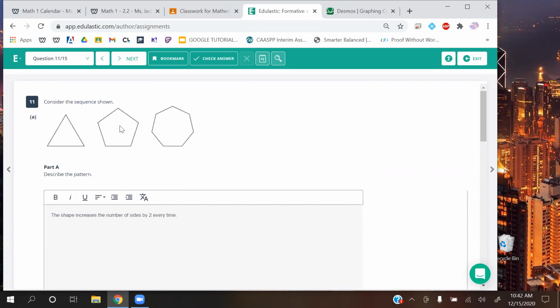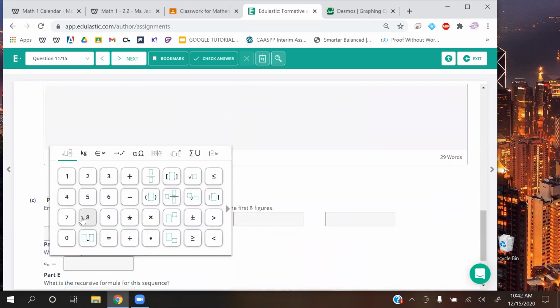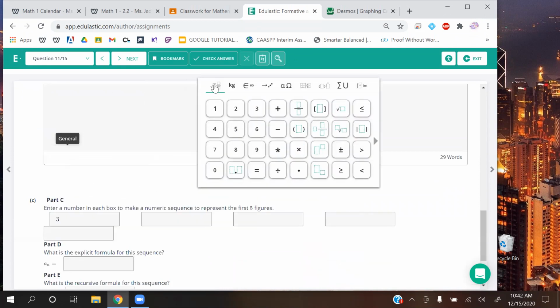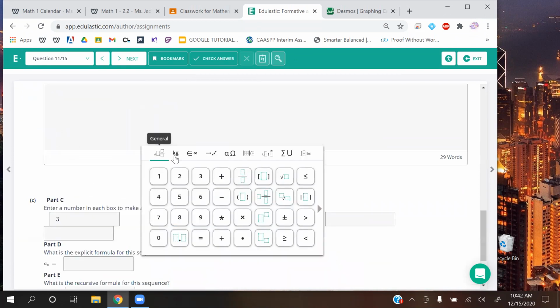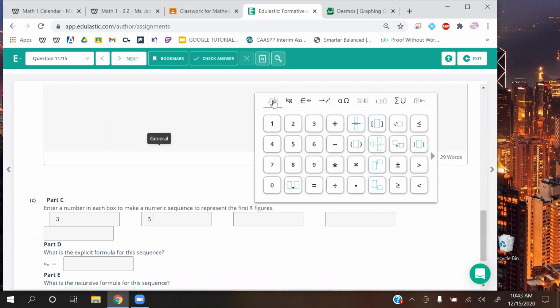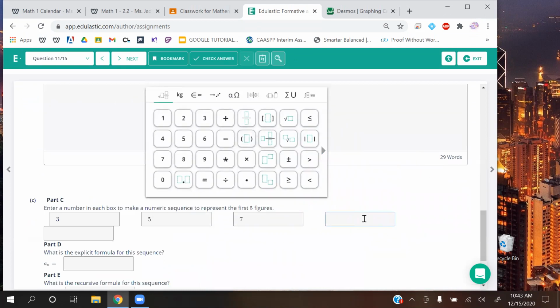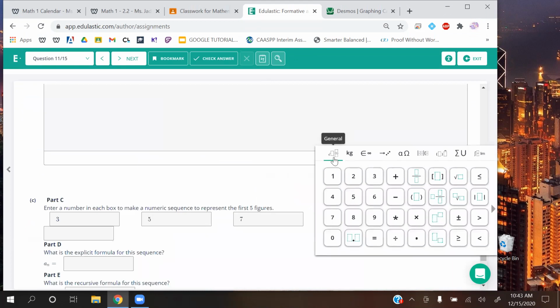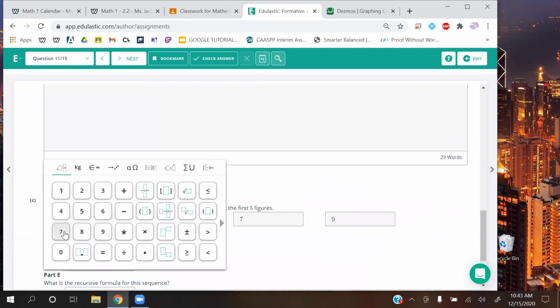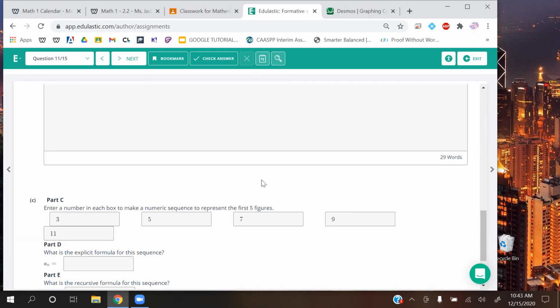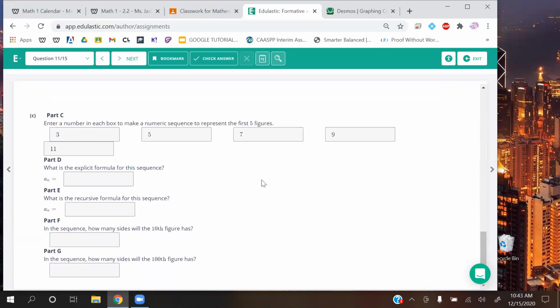3, 5, 7. Remember that? 3, 5, 7. Okay, after 3, 5, 7, it was 9, which you can't see me type. And then after 9 was 11, which you also cannot see me type. Okay, so here, 3, 5, 7, 9, 11. You couldn't see me type them, but here's the final result. 3, 5, 7, 9, 11.